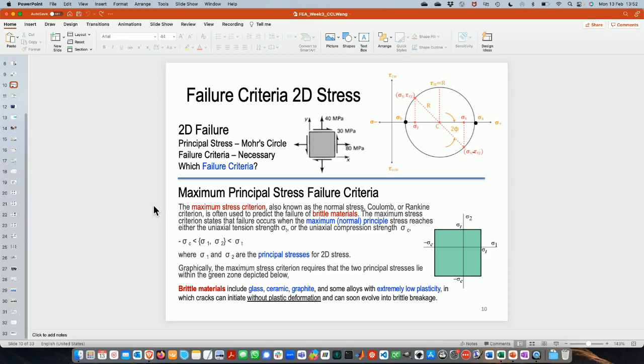Okay, so we called it the maximum principal stress failure criterion, and we said if the maximum principal stress is greater than the failure stress, then the structure fails, right? So this is what we wrote here. Let's say sigma 1 and sigma 2 are our principal stresses, then sigma t is the maximum stress that the structure can take in tension, and sigma c is the maximum uniaxial compressive stress. And sigma 1 and sigma 2, our principal stresses, need to be in this particular regime in which failure occurs, right?